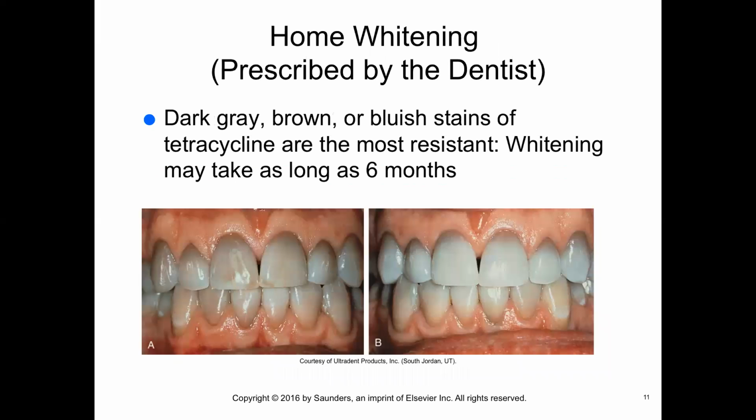Home whitening is a popular and cost-effective means of whitening the teeth, but the treatment interval is much longer compared with in-office treatment. Home whitening is usually 10 to 22% carbamide peroxide. This figure shows teeth with tetracycline stain before home whitening and after home whitening.